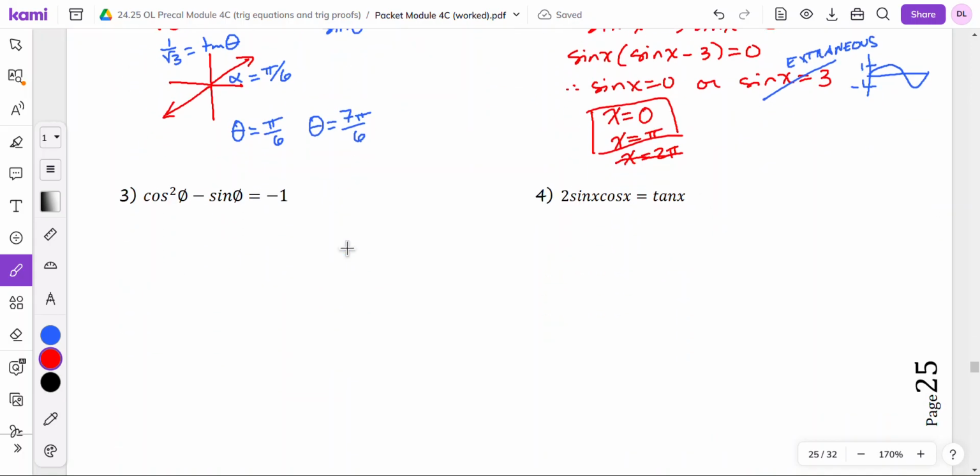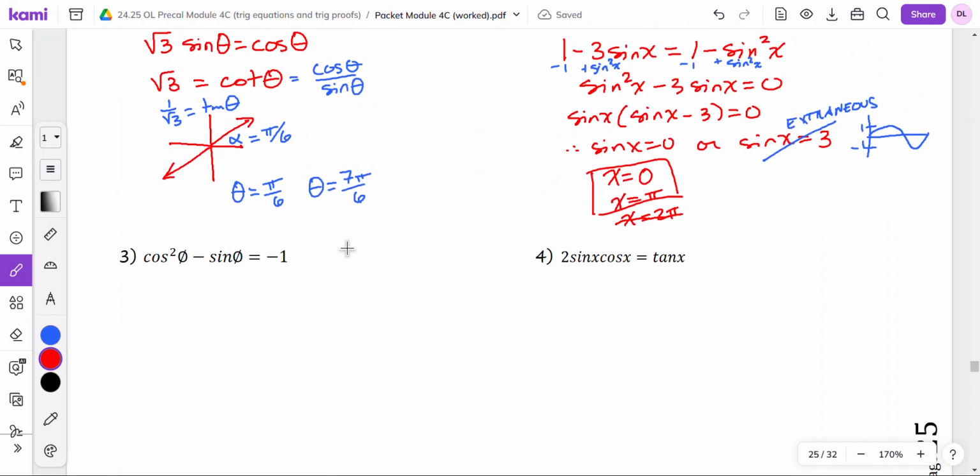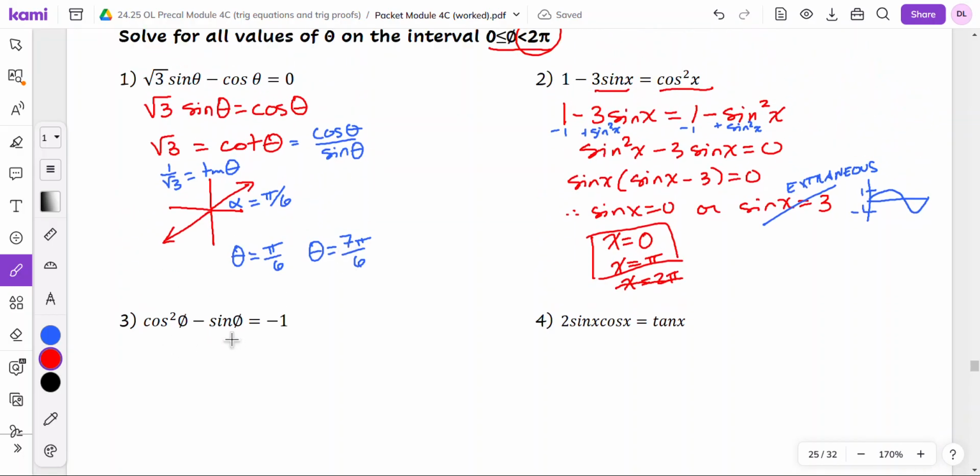Okay, looking at another equation here, cosine squared of theta minus sine of theta is equal to negative 1. And once again, in a similar form, using my Pythagorean identity, that's 1 minus sine squared of theta minus sine of theta is equal to negative 1.